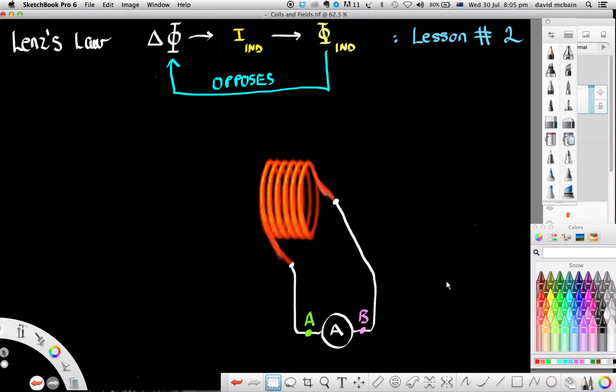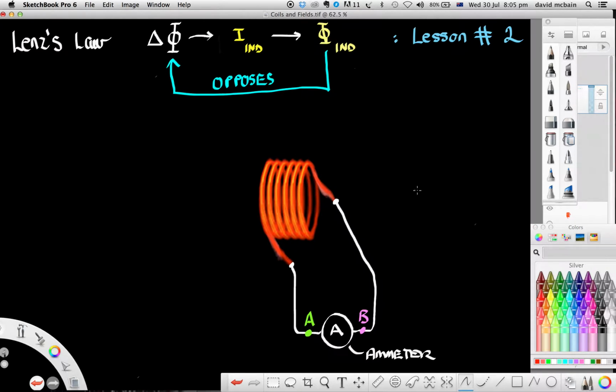In this problem, what we've got is a solenoid, a coil of wire, which is rotating a number of times. And the two ends of this solenoid are connected to an ammeter. So here's our ammeter here. And you'll notice that I've drawn in two dots either side of the ammeter. One's marked A, one's marked B. So here's the problem we want to solve.